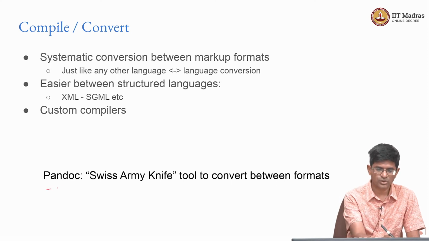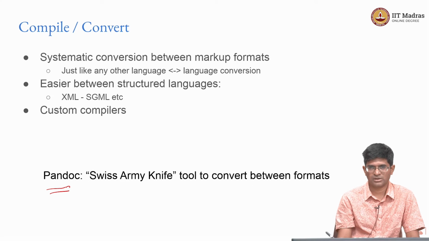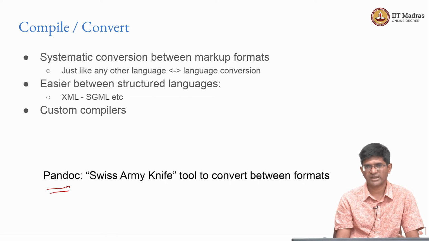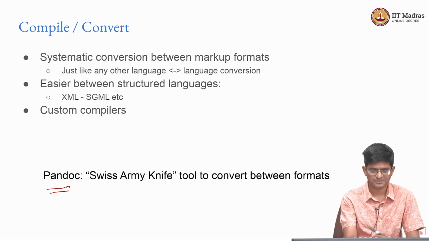And a very useful tool in this context is what's called pandoc, right? It advertises itself as a Swiss Army knife, a general versatile tool that can be used to convert between formats. And it lives up to its name. It's fantastic in terms of being able to convert between various different kinds of formats, and very powerful, very fast, and useful in working with various text-based formats.